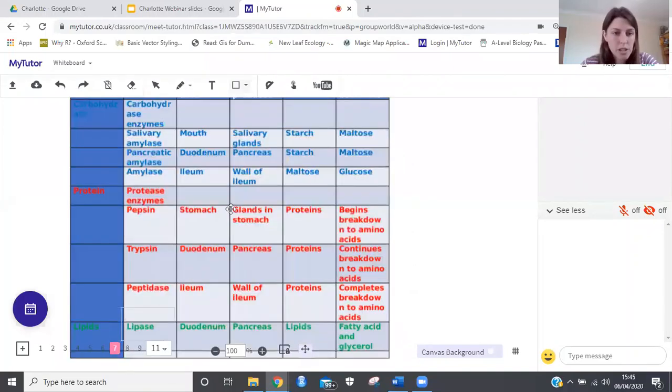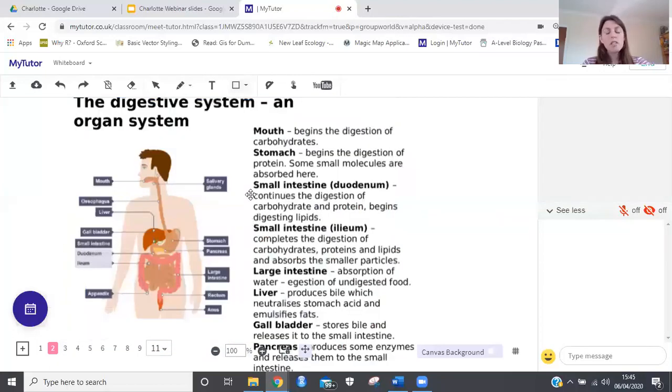So let's check which enzymes it is that work in the stomach. It's pepsin that works in the stomach. So that begins the digestion of protein and starts some of the absorption, but it's quite an acidic environment, remember, so it needs enzymes that are adapted to that quite acidic, that quite low pH.